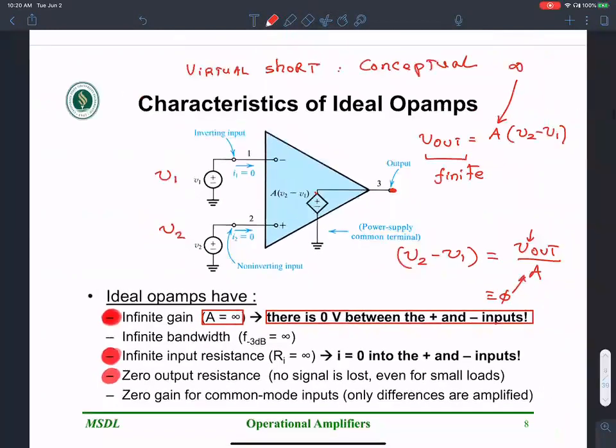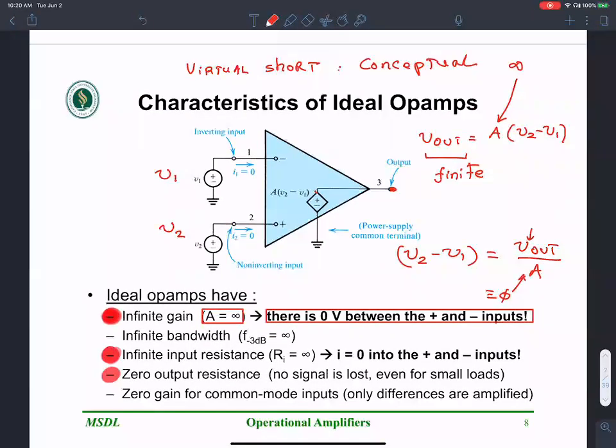Now, there are certain assumptions that I talked about when it comes to ideal op amps. The first assumption is that the open loop gain is infinity, which gives me the result that there is a virtual short between the two terminals. Whatever voltage shows up on one invariably shows up on the other in a closed loop configuration. Open loop gain is infinity is assumption one.